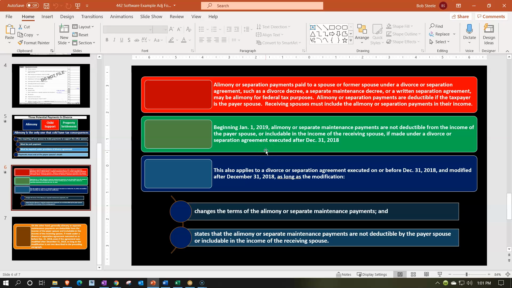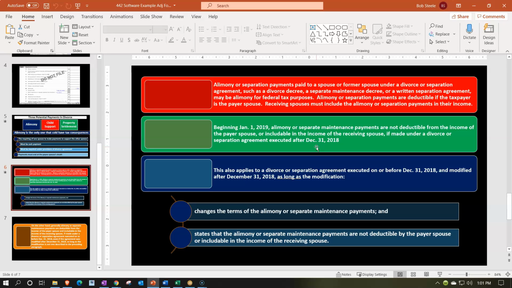Beginning January 1st, 2019, alimony or separate maintenance payments are not deductible from the income of the payer spouse or includable in the income of the receiving spouse if made under a divorce or separation agreement executed after December 31st, 2018. So there's your cutoff date, December 31st, 2018. So you're keeping it in your mind with regards to alimony. Okay, there's a cutoff date, December 31st, 2018.